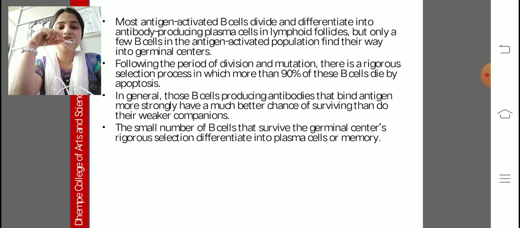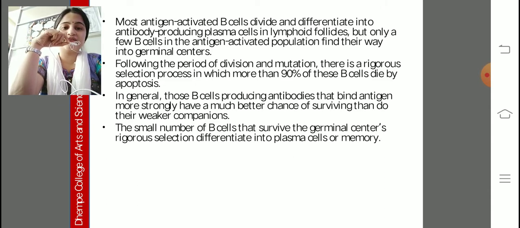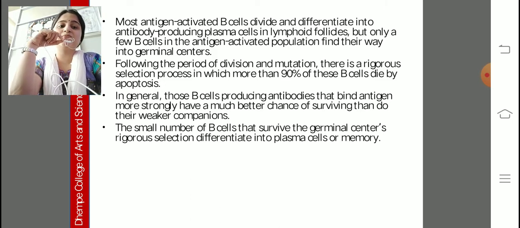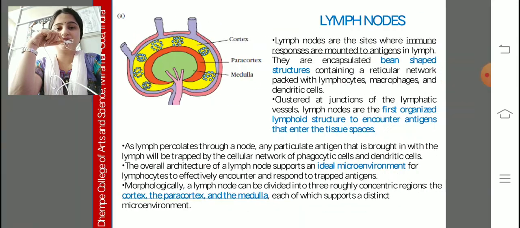In general, those B cells producing antibodies that bind the antigen more strongly have much more chance of survival than the others. The small number of B cells that survive the germinal center's rigorous selection process differentiate into the two types of B cells, as you know, that is the plasma cells or the memory B cells.